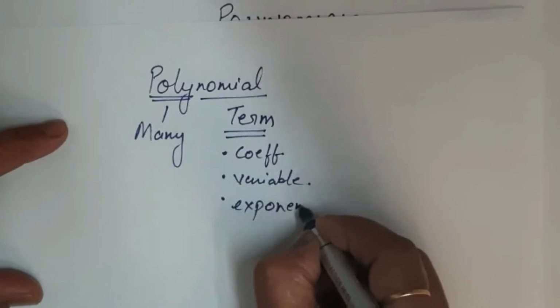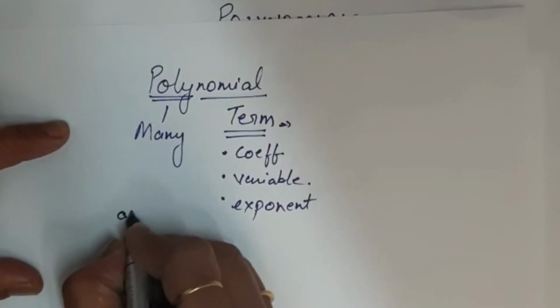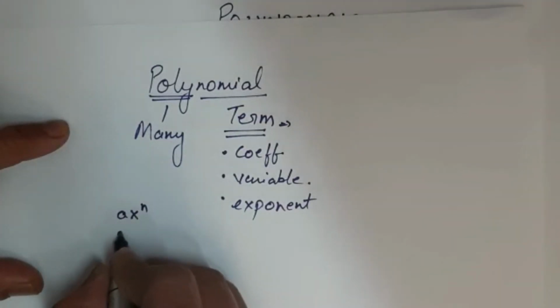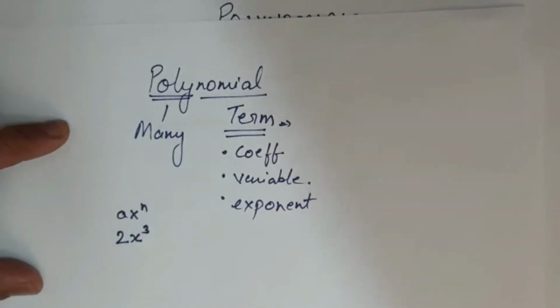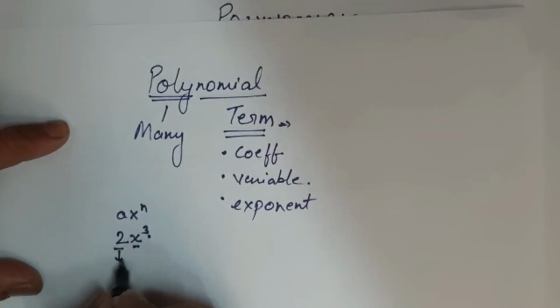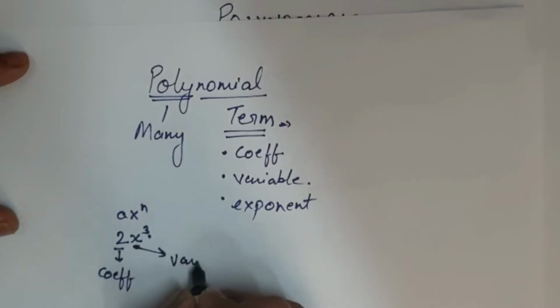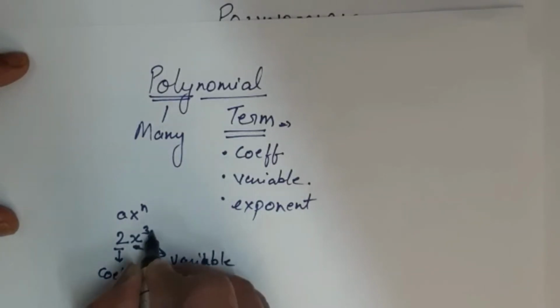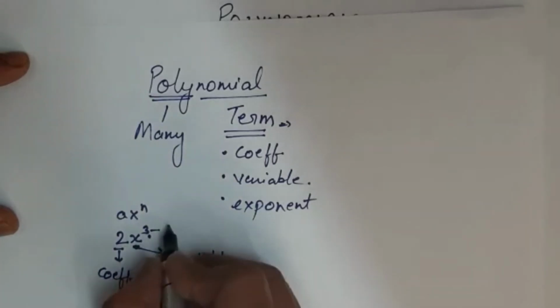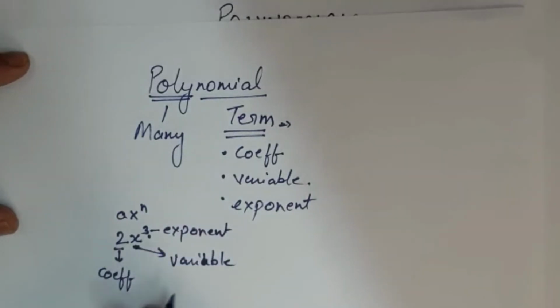Now what are these? See, if I write a term, say ax to the power n, or I should say 2x cube. Now what is this 2, what is this x, and what is this 3? See, 2 is the first part of the term. x is a variable because this is what we have to find. So this starting term is called the coefficient. The one which we have to find is a variable. And this one, which we also call power, is an exponent. So these three things, when they contribute together, form a term.